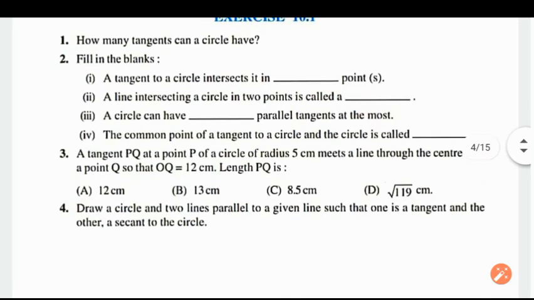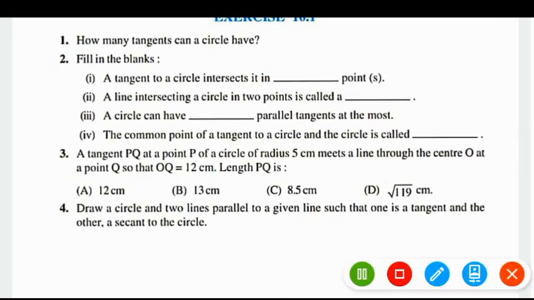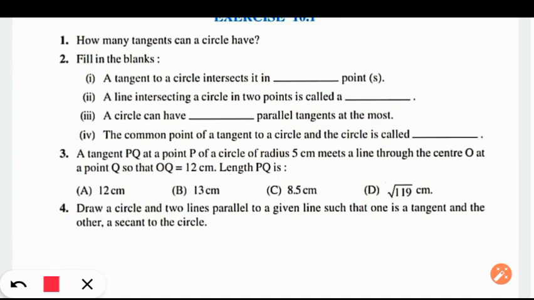The common point of a tangent to a circle and the circle. If we draw a tangent to a circle, there is a common point which lies on the tangent and on the circle. What do we call that common point? We call it the point of contact.